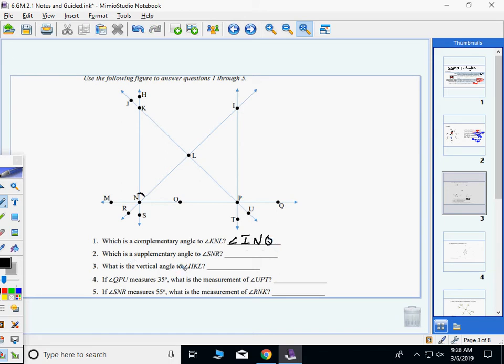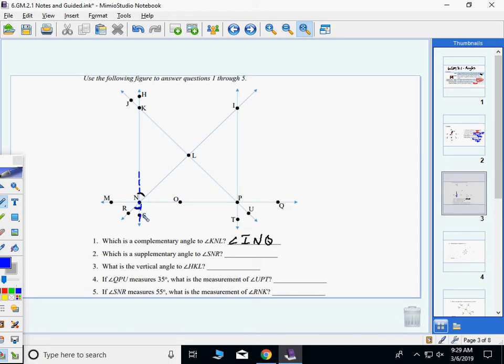Okay, which is supplementary to angle SNR. If I look for SNR, right here. I want to find the angle that is supplementary, meaning it makes a straight line with it. So if you look, okay, the straight line would follow along this line. So what angle makes the straight angle possible?